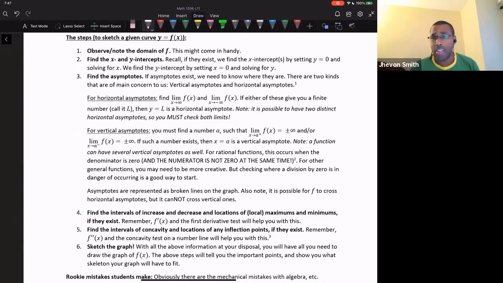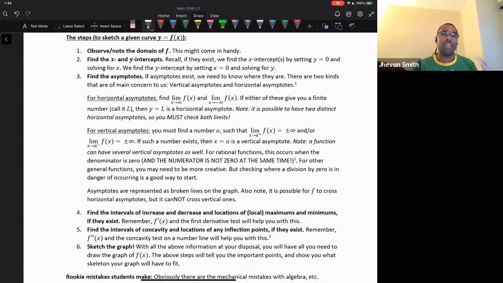Step 2 is you're going to find the intercepts. Again, not a big deal. Those are things that you did in algebra class, right? So to find the x-intercept, you set y equals 0, solve for x. To find the y-intercept, you set x equals 0, solve for y. Okay, so that's fine.